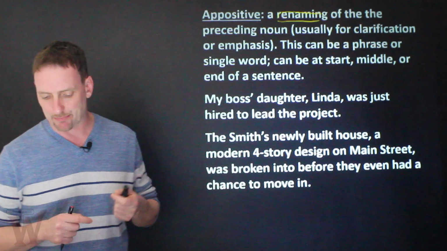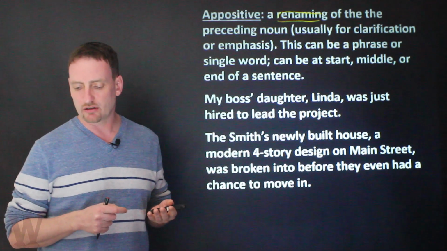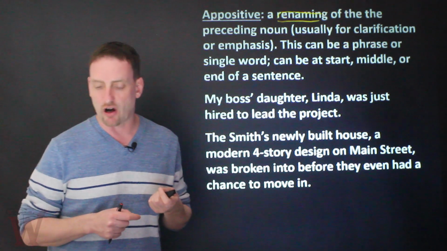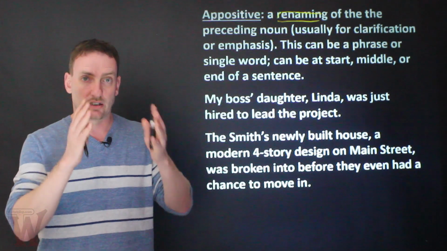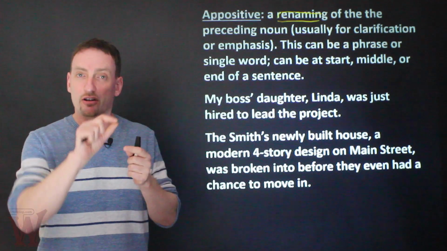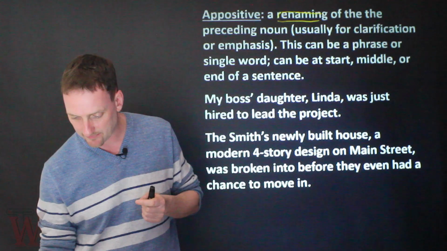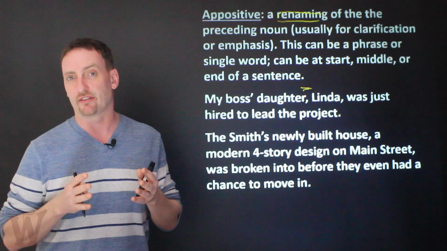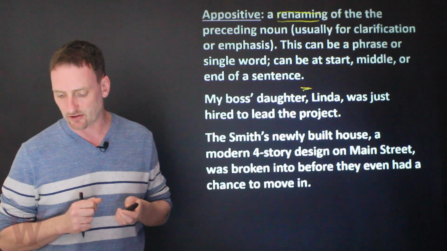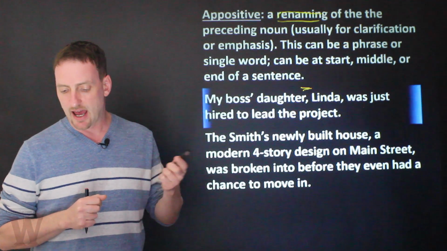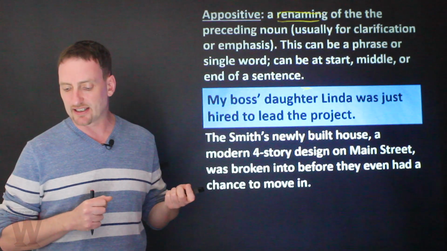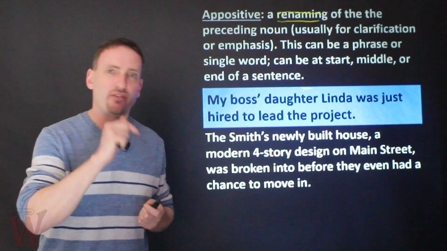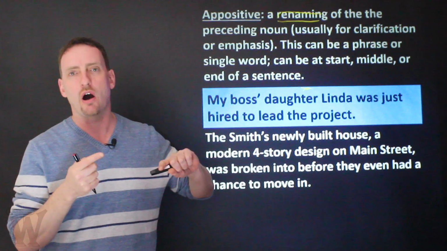Okay, so we're going to look at the example. My boss's daughter, Linda, was just hired to lead the project. So my boss's daughter, comma, Linda. Okay, I'm telling you, boss's daughter equals Linda in this case. All I'm doing is letting you know where it is, who it is. What's the boss's daughter? Was just hired to lead the project. I can do it like this. My boss's daughter, Linda, was just hired to lead the project. If you're identifying the daughter, then there's no commas.